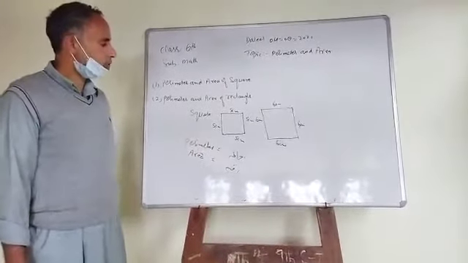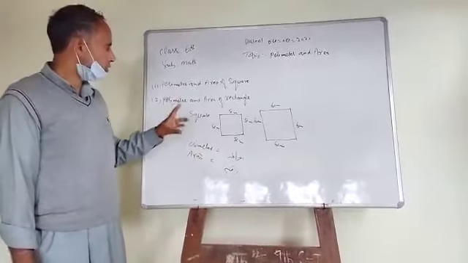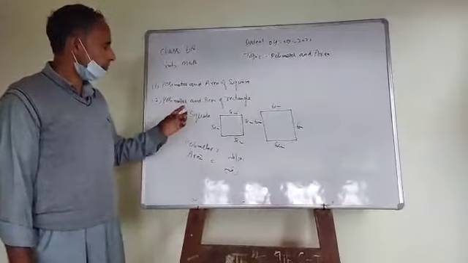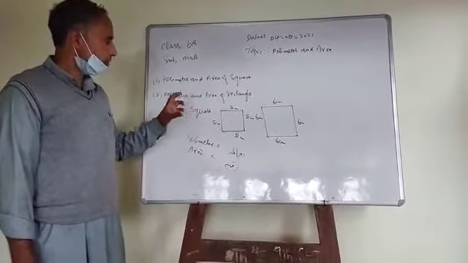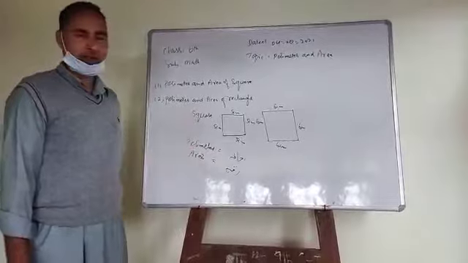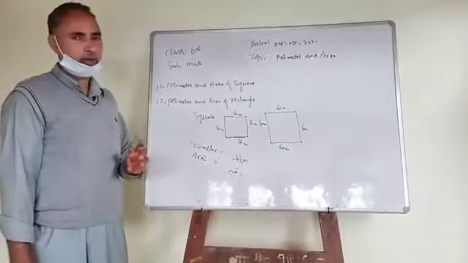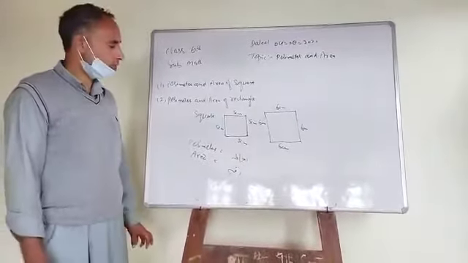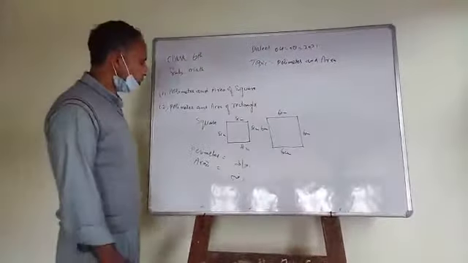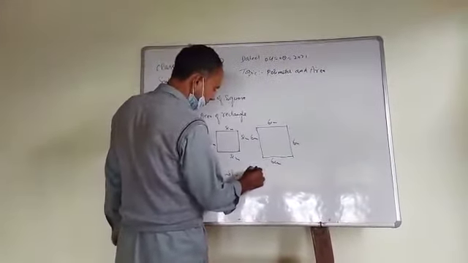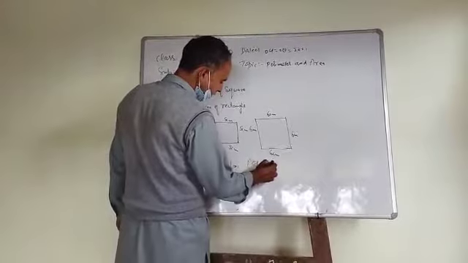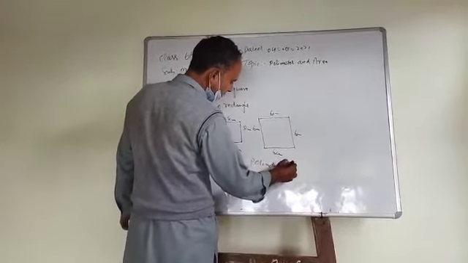Parameters of square and parameters of rectangle. As for the parameter of a square, the parameter of a square is the sum of all its sides, the formula being four times the side. Parameter of square is four times the side.